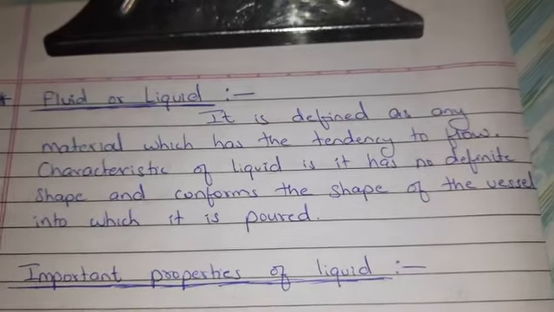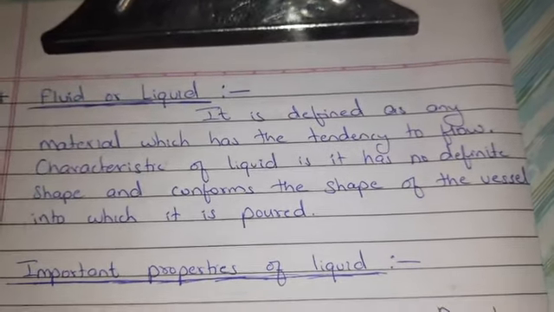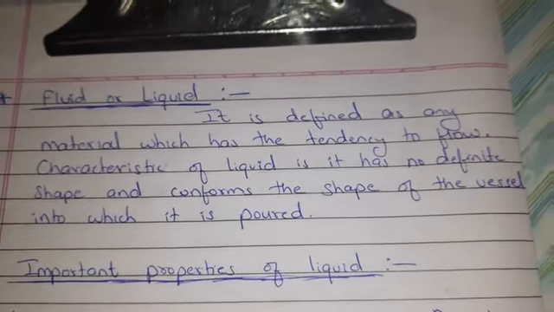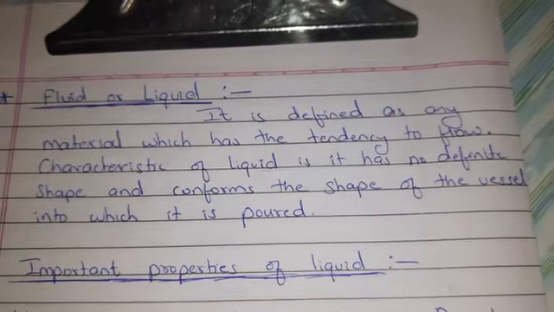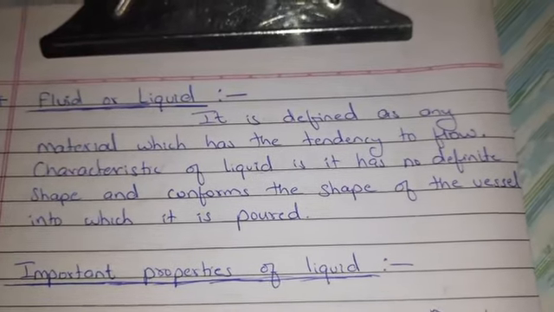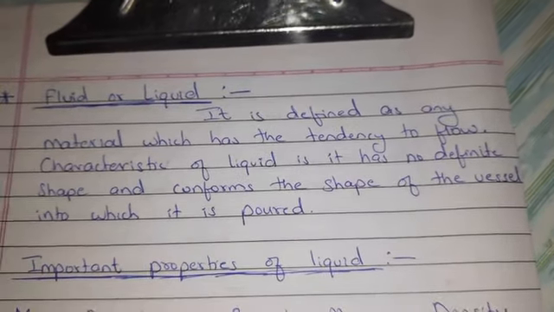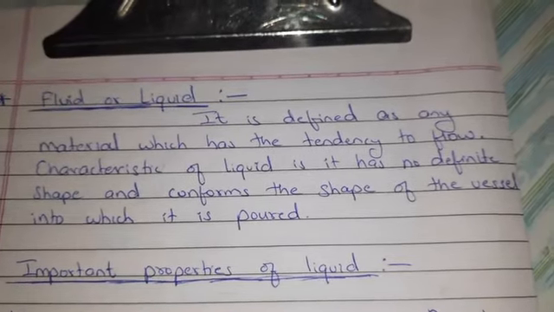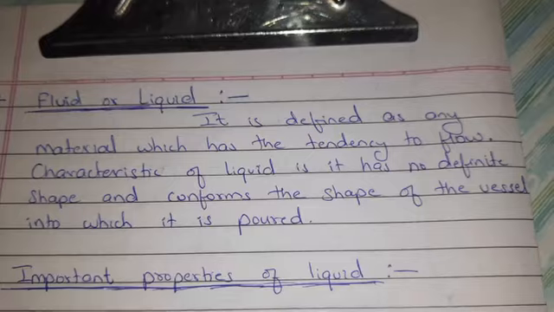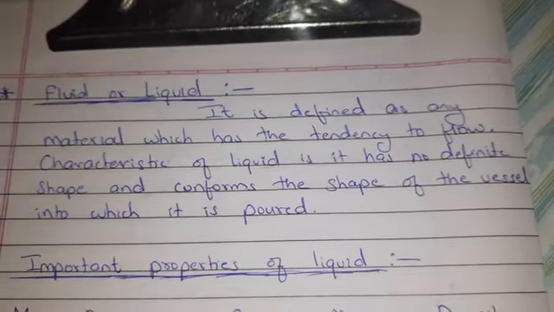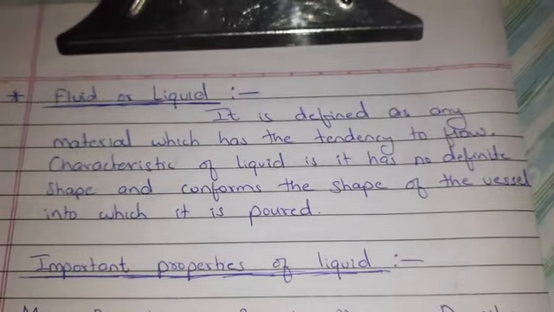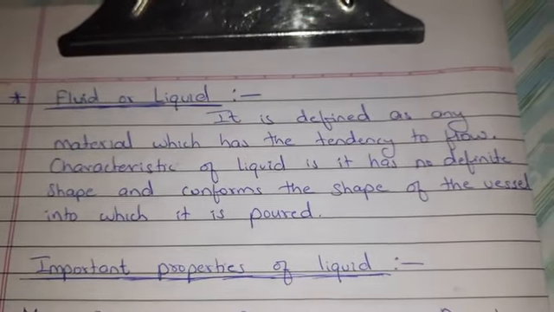Okay, so one more example is oil. Oil is also a type of liquid which possesses the tendency or property of flow. So these two are the general examples for fluid or liquid. And the characteristic of liquid is that it doesn't have any shape. Water is not having any shape, and oil will not have any shape.